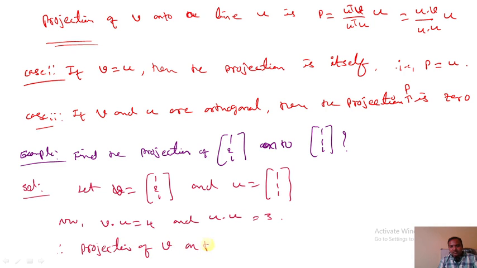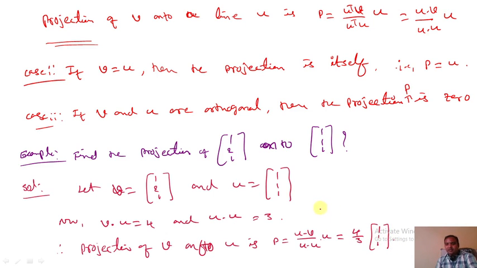v onto u, small p equal to, we know, u dot v by u dot u into u, or you can write v dot u by u dot u, that is 4 divided by 3, into u, which is (1, 1, 1). This is the projection. So now we can check it.